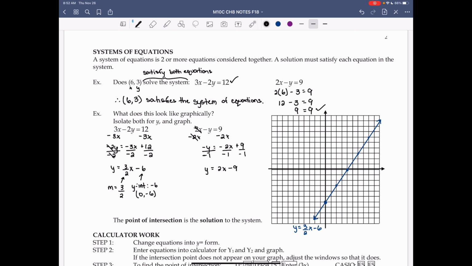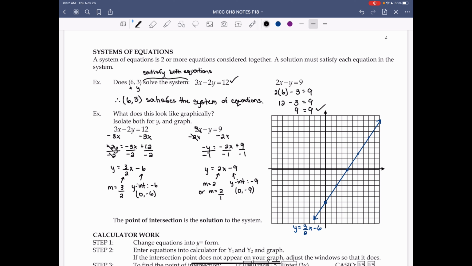Then we have a slope of 2, or slope equals 2/1 for rise over run, and a y-intercept that is negative 9, or the point 0, negative 9.